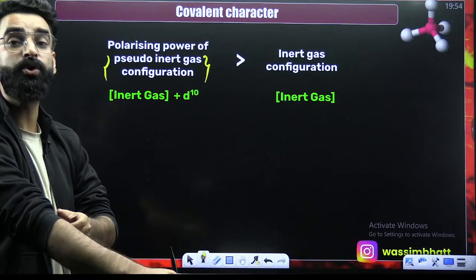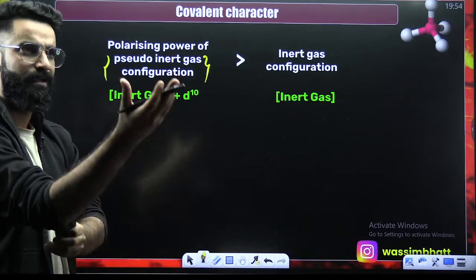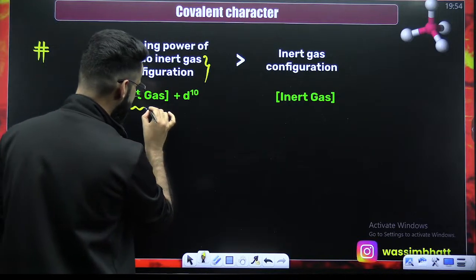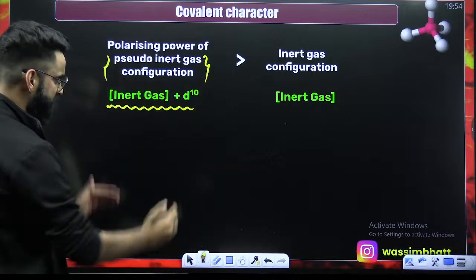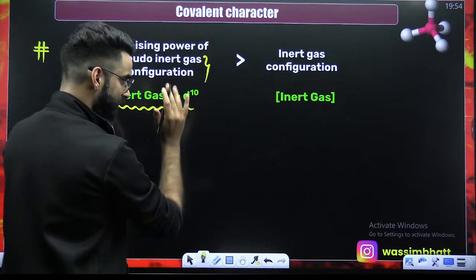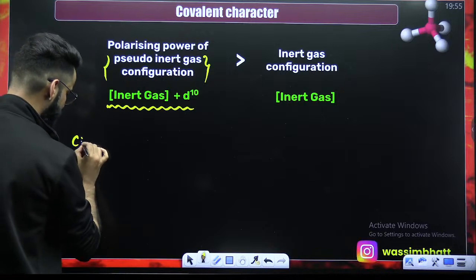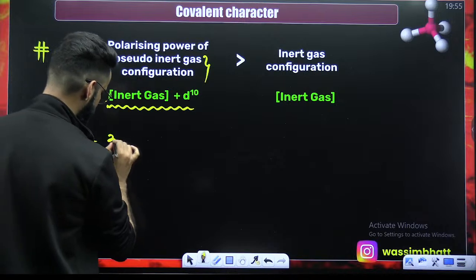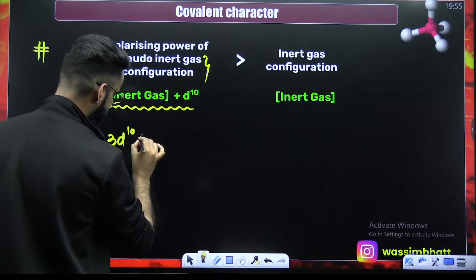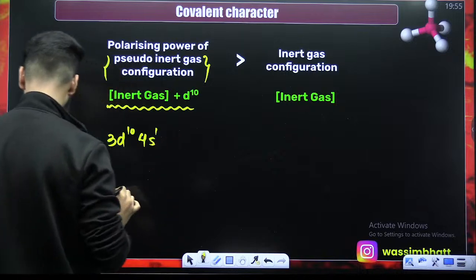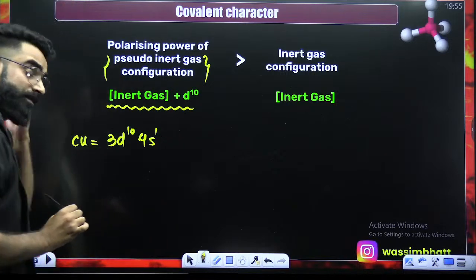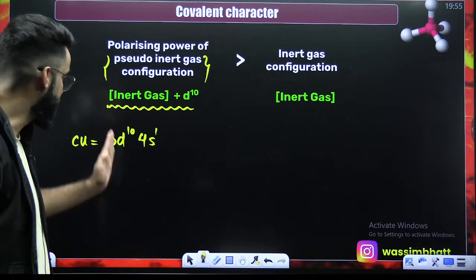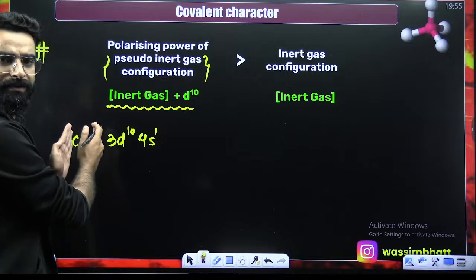Now, first of all, what is pseudo inert gas configuration? Whenever you see any cation whose electronic configuration resembles this, first you write inert gas configuration followed by d10. For example, you have got copper. What is the outermost configuration of copper? It is 3d10, 4s1, right? And before this 3d10, you'll be writing what? Inert gas configuration.